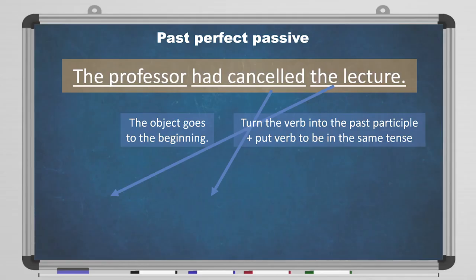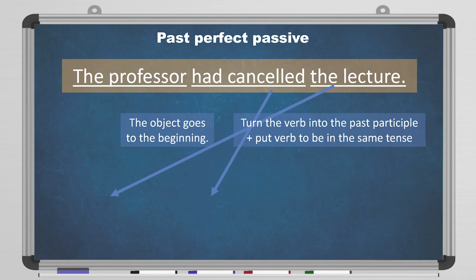Past perfect passive. The professor had cancelled the lecture. Again, had cancelled. Look for the proper verb to be. It's had. So think, is it be, or been, or being?